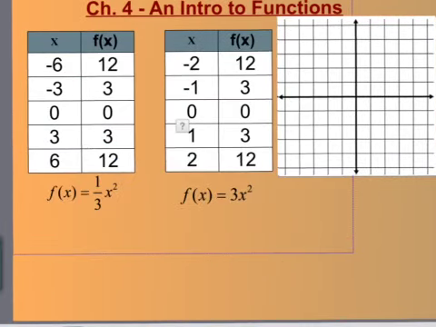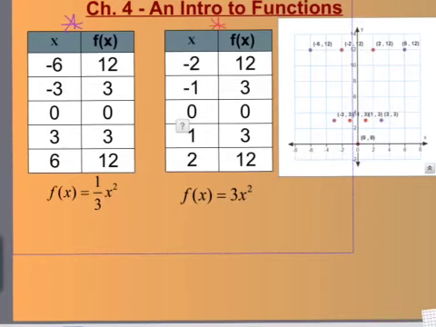Your graph should look like this. So I have my purple dots are for this function, and my red dots are for this function. So we can see that they're two parabolas because they're both being squared. So I'm going to connect them into that U shape.